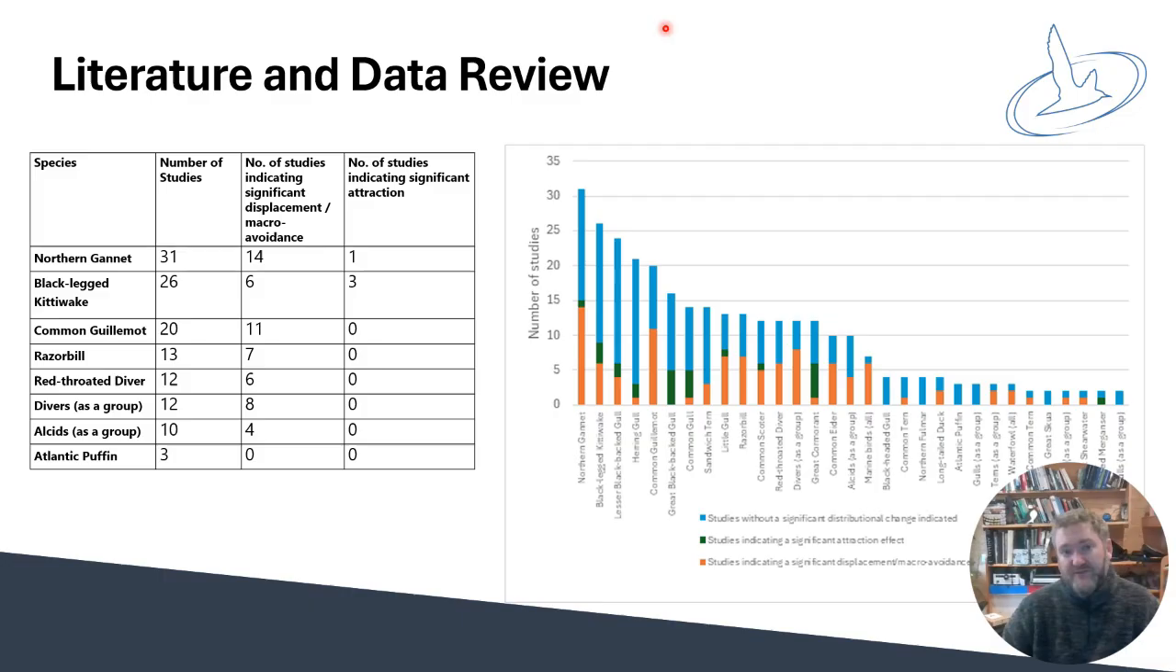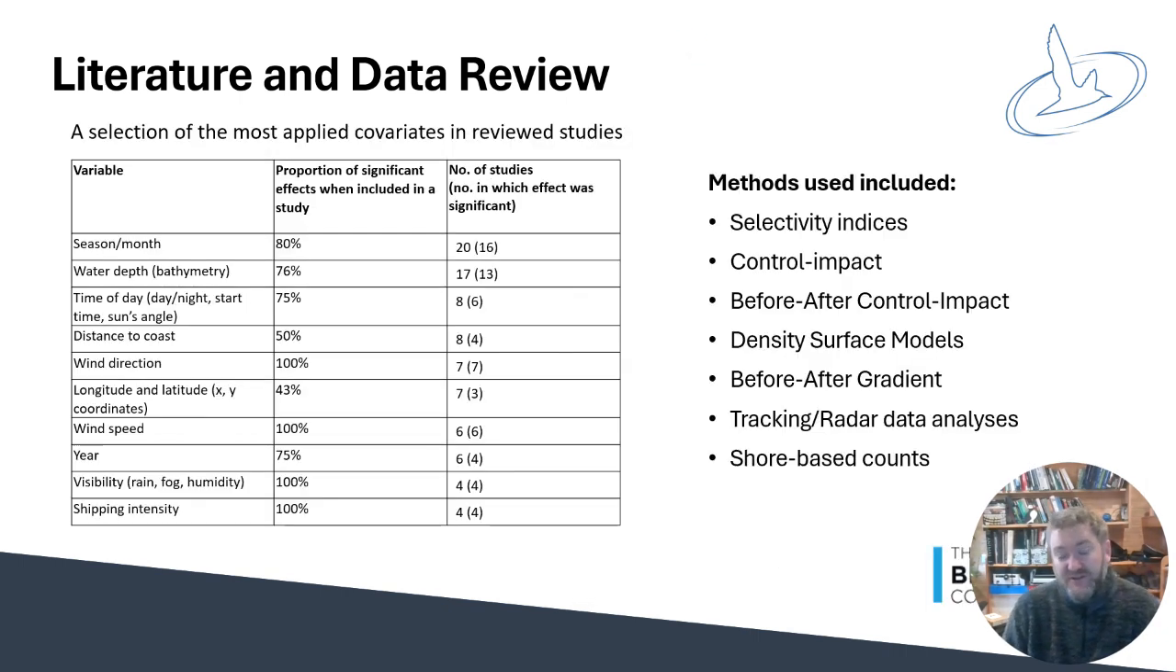So what we're looking at is a lot of mixed signals in terms of whether or not these animals are being displaced at offshore wind farms. The literature review also looked at the methods used, and it was a combination of different methodologies, including selectivity indices, control impact, before-after control impact, density surface models, and the like.